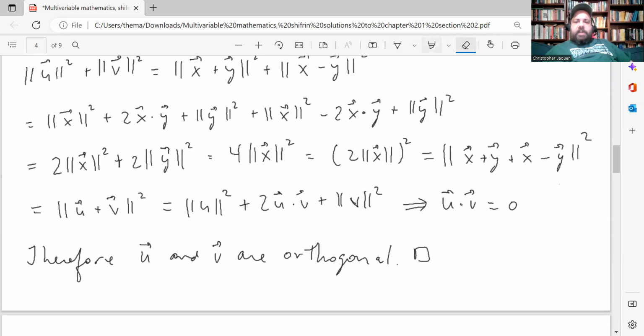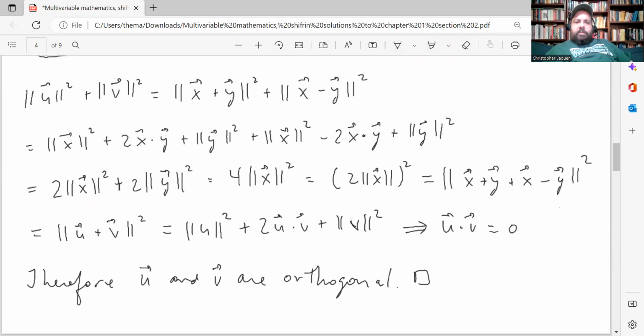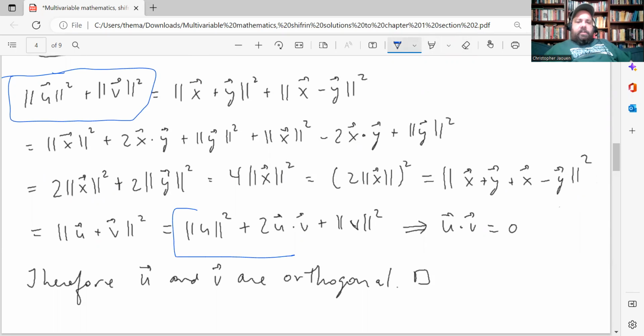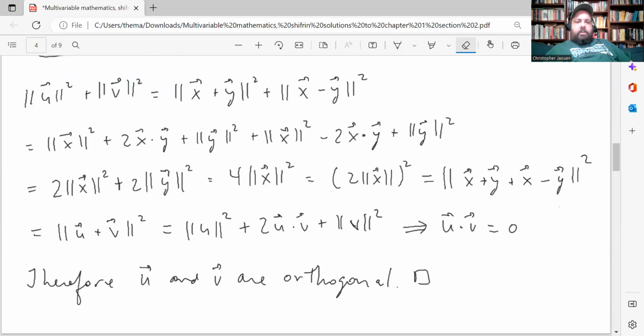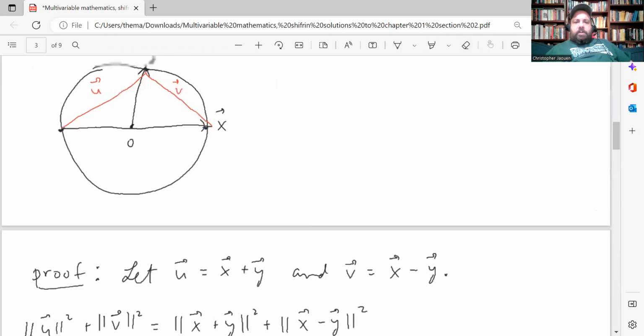And notice that on the left-hand side, actually, let me just move this up a little. On the left-hand side, I have this. On the right-hand side, I have this. This cancels with that. This cancels with that. And that leaves me with 2u dot v equals 0, or in other words, u dot v equals 0. And by the definition of orthogonality, that means that u and v are orthogonal, which means that the theorem is proved.